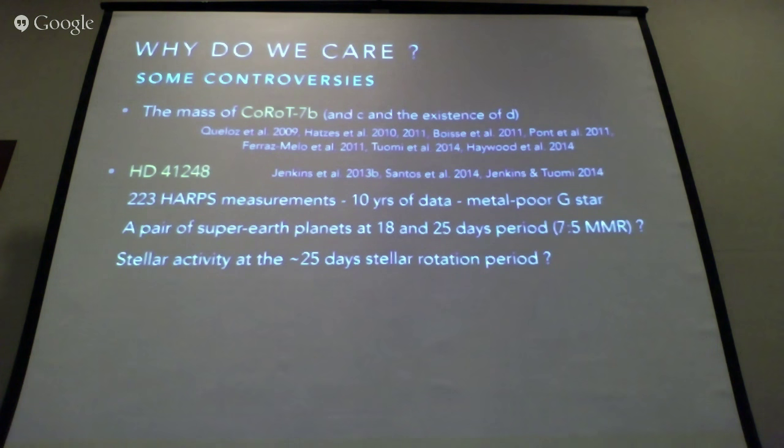We have HD 41248. It's a metal-poor G star with 223 measurements over 10 years of data. And we have several publications on the possibility of a pair of super-Earth planets at 18 and 25 day periods. Another analysis suggests that we have a stellar rotation period close to 25 days, and this maybe induces the detection of the planets at 25 and 18 days.